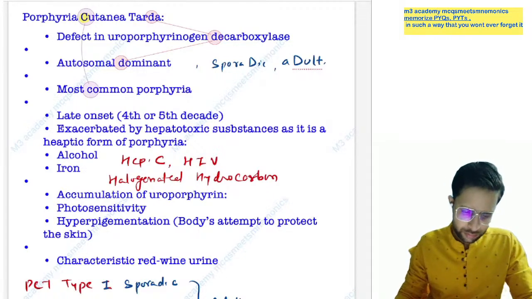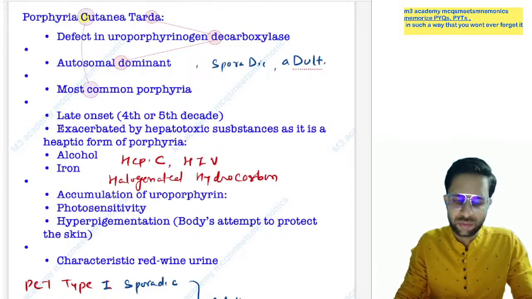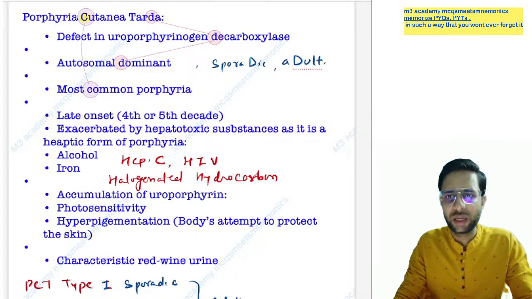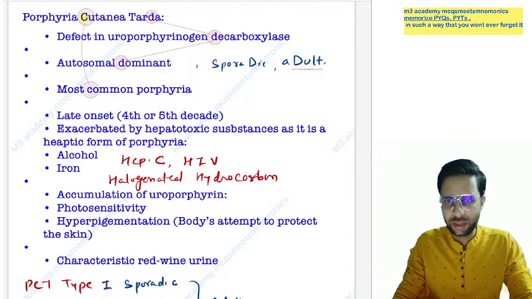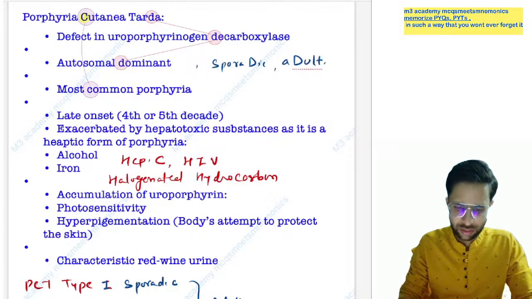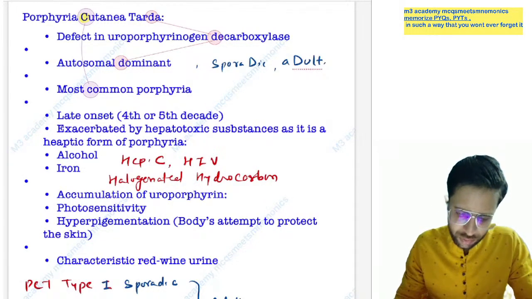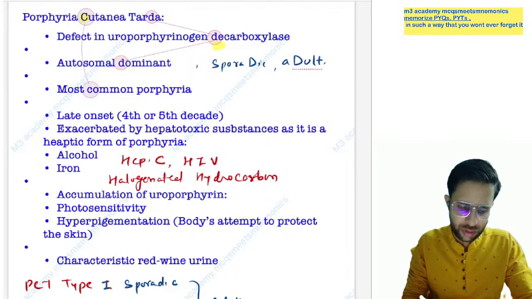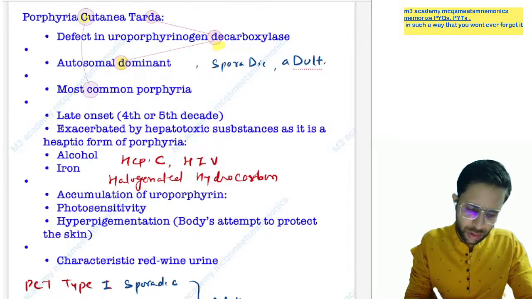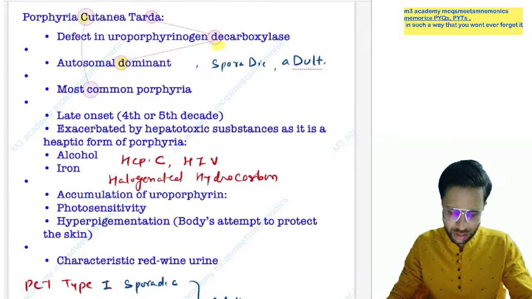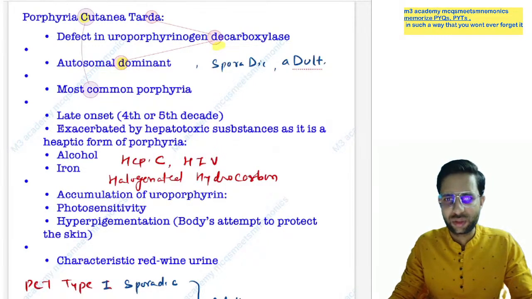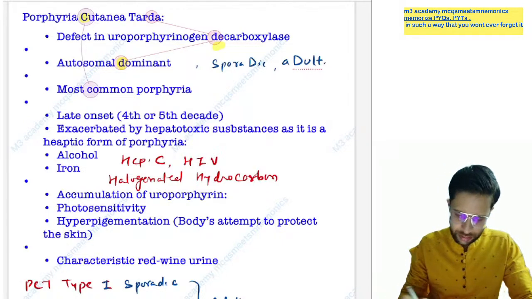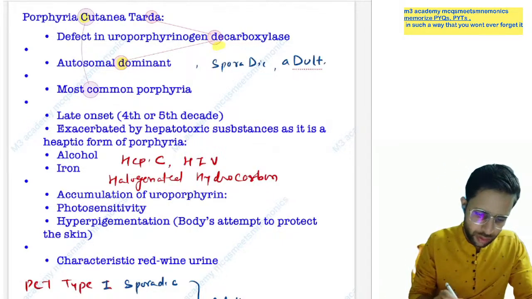Now it ends with D. Porphyria cutanea tarda: tarda ends with D. So D4, you can remember uroporphyrinogen decarboxylase. This defect will be present in it. And this is autosomal dominant. Inheritance is autosomal dominant, but it has multiple inheritance patterns, like sporadic, autosomal dominant, and unknown also. Here sporadic is more common.